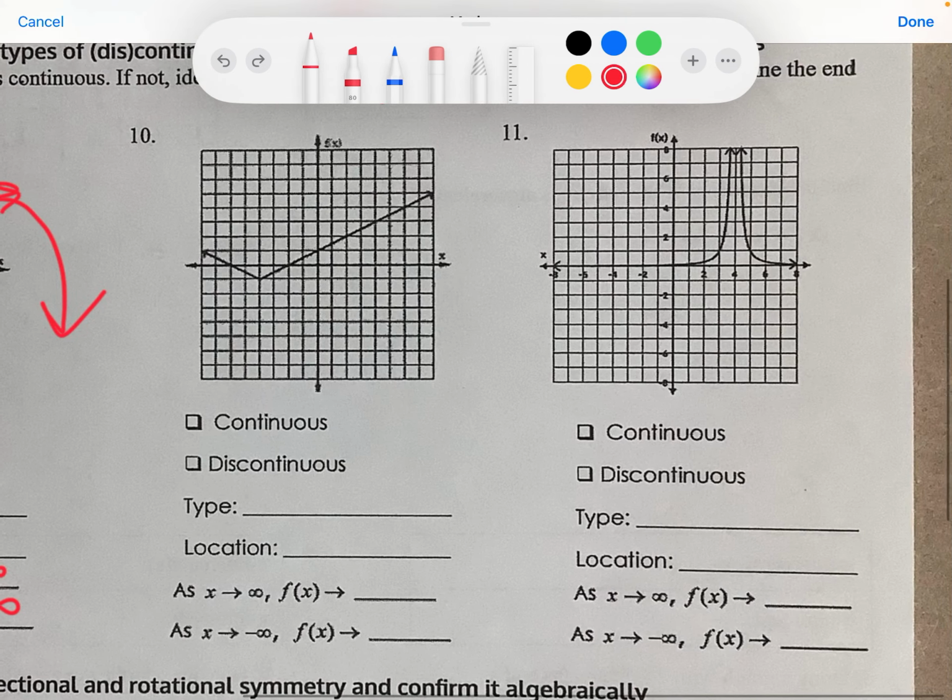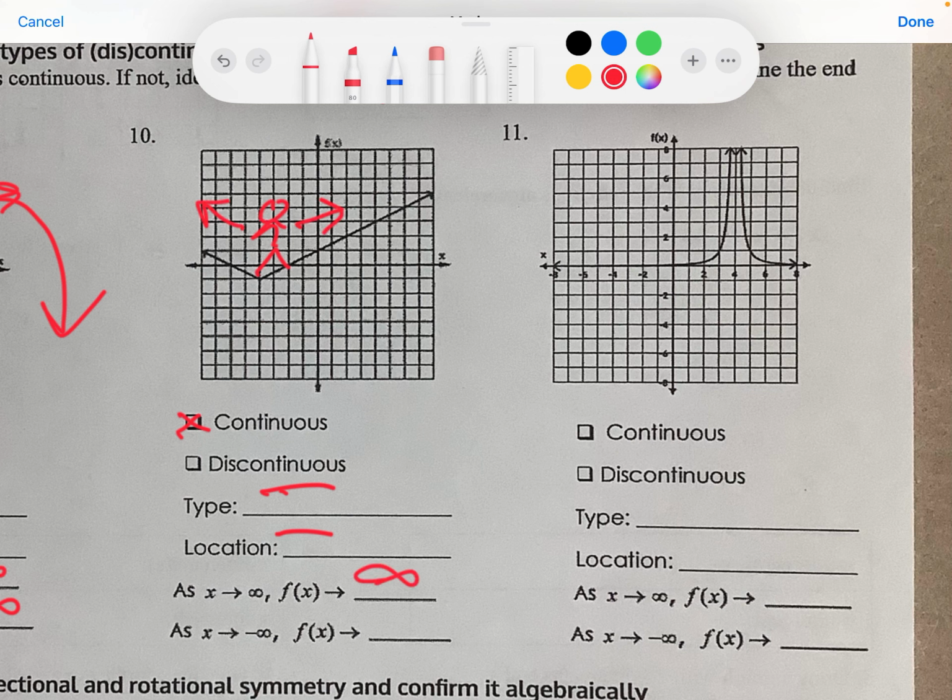Do a similar thing for numbers 10 and 11. Number 10 is continuous. There are no breaks, no holes in this, so that's great. If that's the case, you can just write not applicable or none for the type and location. There are no discontinuities, so of course they can't be in any particular place. As x goes to infinity, f of x goes to, well, as we walk infinitely off in this direction, it looks like we're going up, so it goes to infinity.